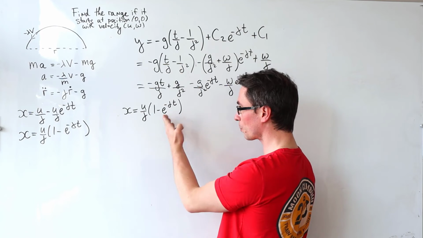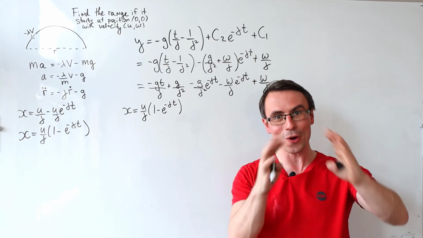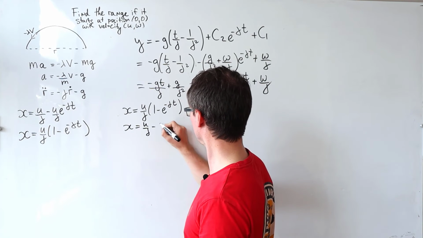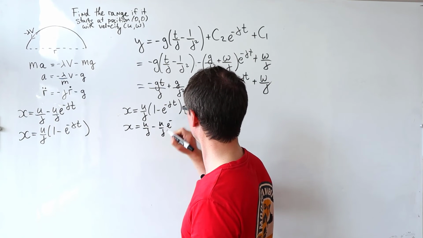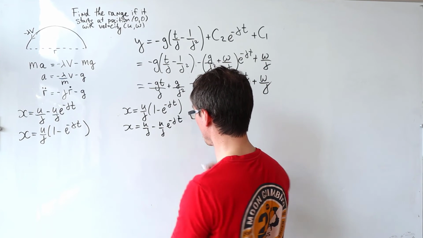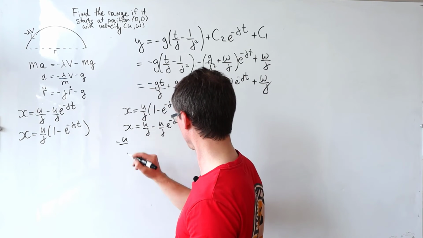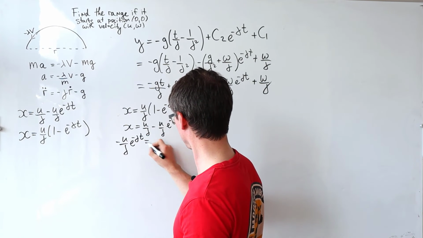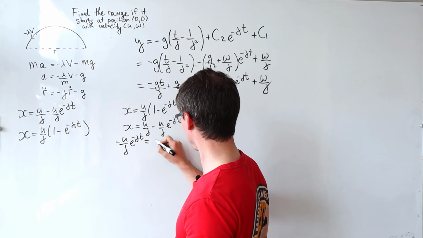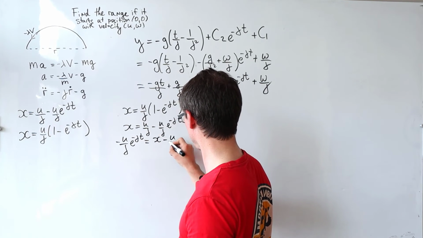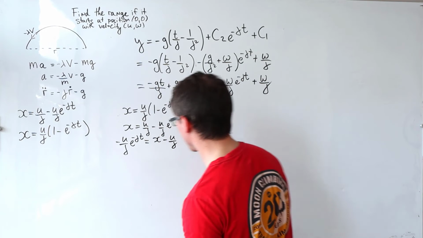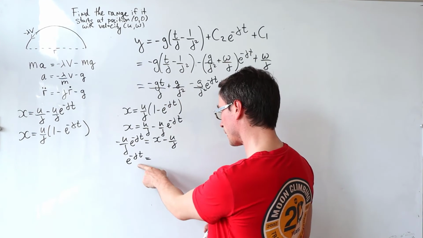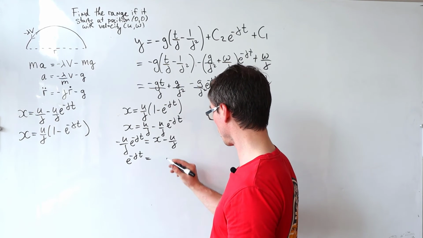So all we need to do is just rearrange this equation for the time. So let's do it. Okay, well, x will be u over gamma, take away u over gamma, e to the minus gamma t. Let's just rearrange for that. So minus u over gamma e to the minus gamma t will just be equal to x take away u over gamma. Which means that e to the minus gamma t will be equal to those two that have been swapped.